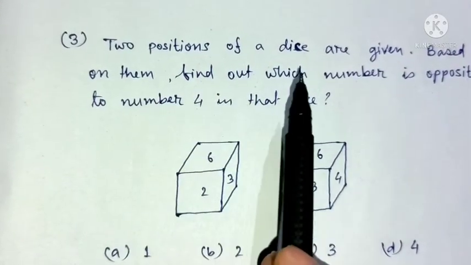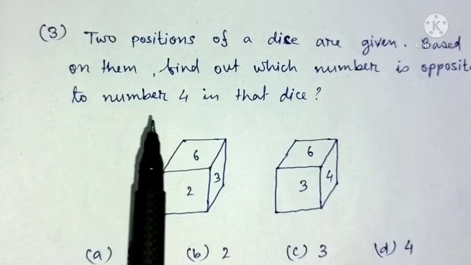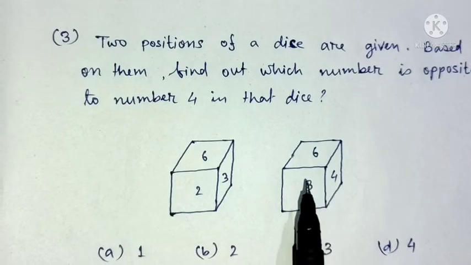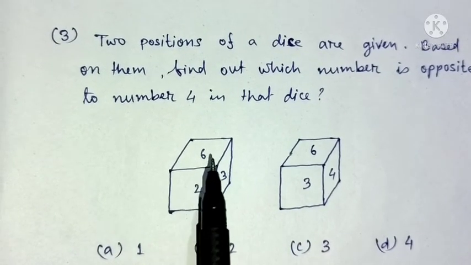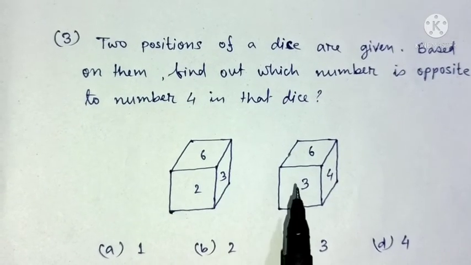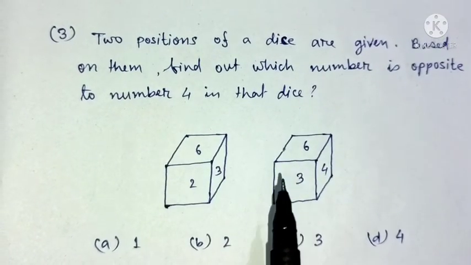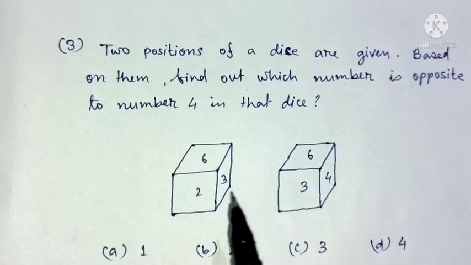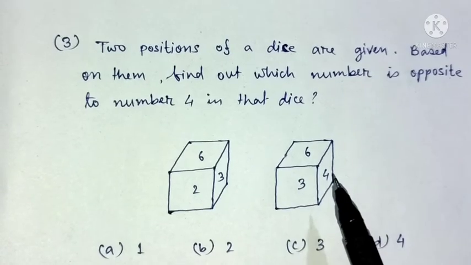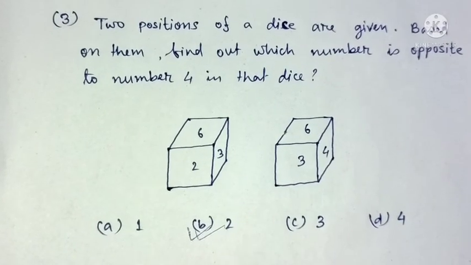Let us take one more example here. Two positions of a dice are given. Based on them, find out which number is opposite to the number 4 in that dice. So this is the single dice and two positions are given. Also the two digits on two faces are same, 6 and 3. Now it is asked what is the opposite to 4. In the case two digits are same, then non-same digits are opposite to each other. So 2 and 4 are not equal to each other, that is why these are opposite to each other. So opposite of 4 is 2, and this is in option B. So easily you can find the answer.